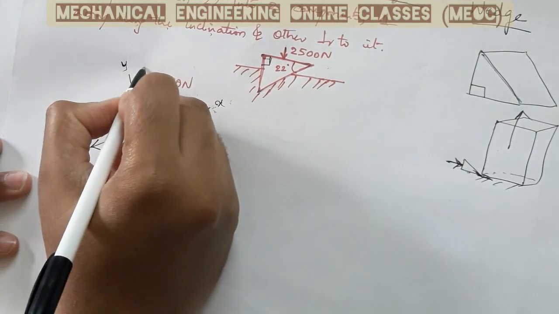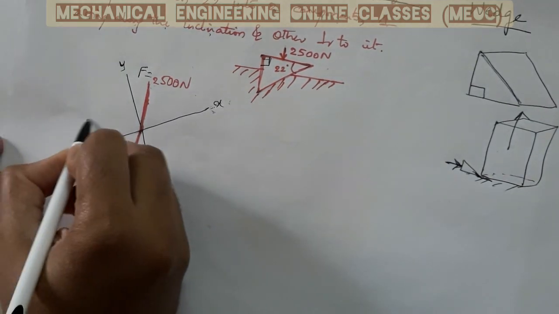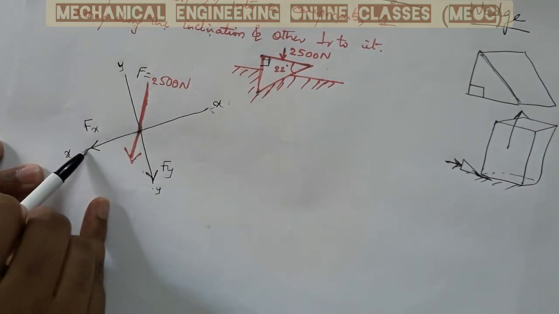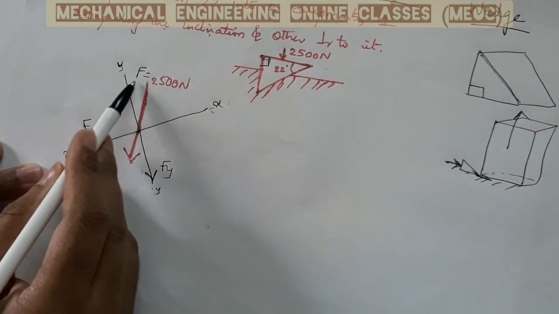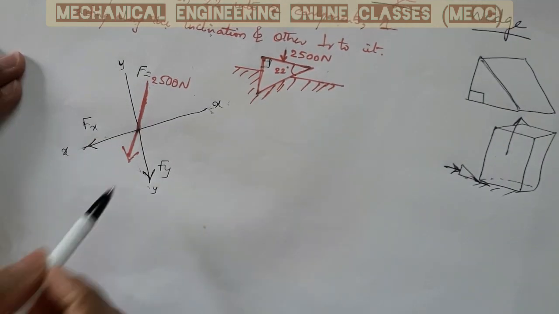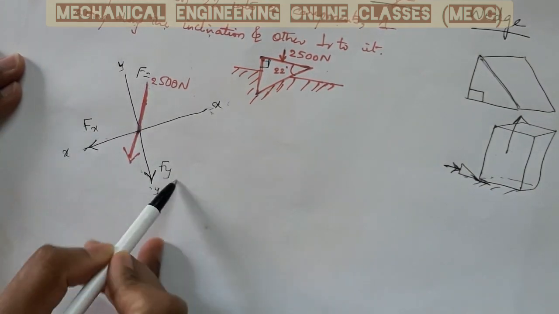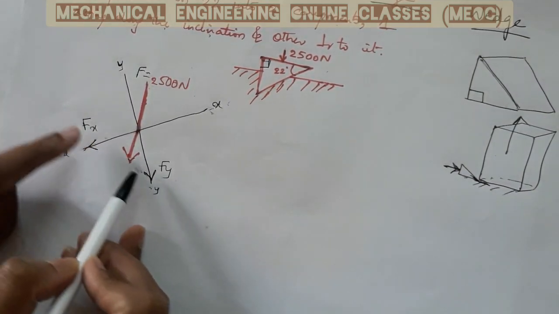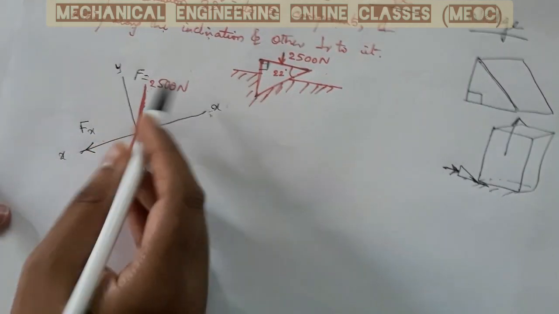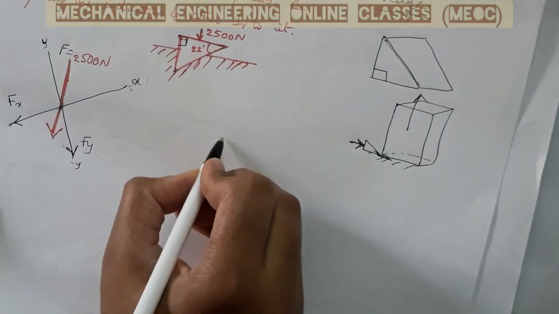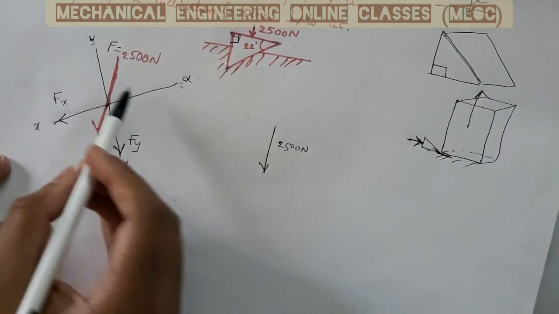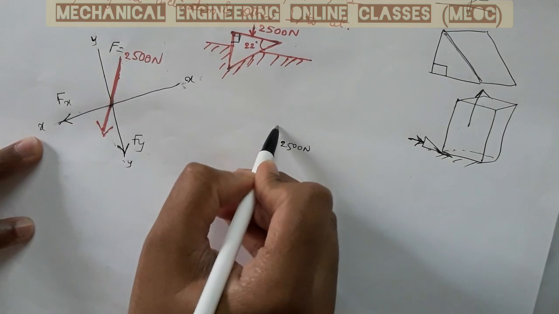Let this be F. Let this particular component be Fx and this component be Fy: the component along the x-axis is Fx, and the component of F along the y-axis is Fy. Now we know that F is the resultant of Fx and Fy. Splitting a resultant into different components is the resolution of force. So this 2500 Newton force is the resultant force, and I am just drawing this resultant here. This is the 2500 Newton force, that is the resultant, and our Fx is this one.